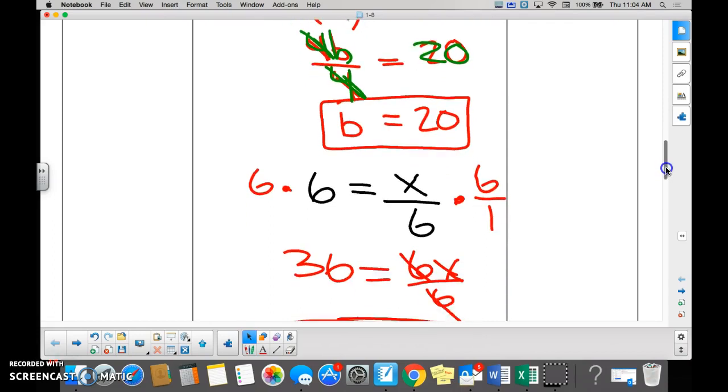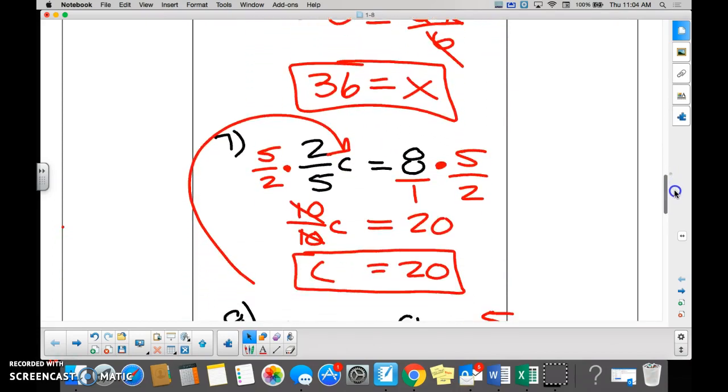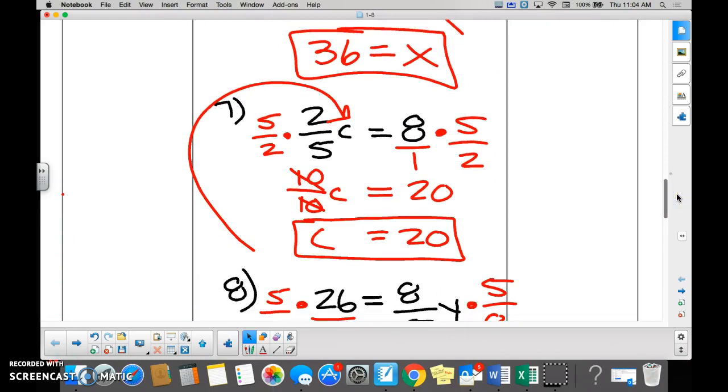Then it got even trickier. I'll skip over this one. We got trickier. We went to a problem like 7. We had 2/5 c equals 8. So the black was our original problem. 2/5 c equals 8. So we knew we were multiplying a fraction by a variable. Yes, no? Yes. How do you undo multiplication? Division. So if you have 2/5 c, we would need to divide by 2/5.